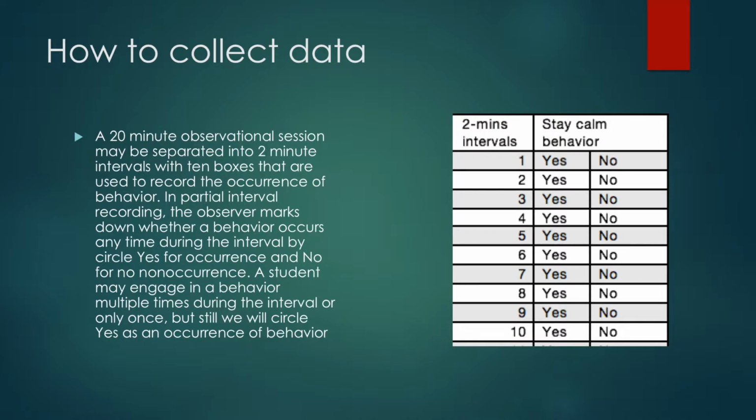So how do we actually collect the data when we are using this measuring procedure? I'll use a case study to explain. For example, a 20-minute observational session may be separated into 2-minute intervals with 10 boxes that are used to record the occurrence of the behavior. In partial interval recording, the observer marks down whether a behavior occurs anytime during the interval by circling yes for the occurrence and no for the non-occurrence. A student may engage in the behavior multiple times during the interval or only once, but still we will circle yes as an occurrence of the behavior.